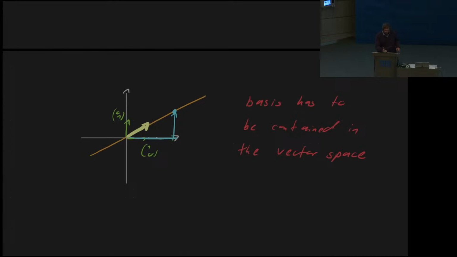And of course, I could try to scale them such that they are on the line, and if I do so, the result is I have to scale them back until they become 0, and then they're neither generating the line nor are they linearly independent anymore. So that doesn't work. Okay, so I hope that that answers this question. Nice question, by the way.